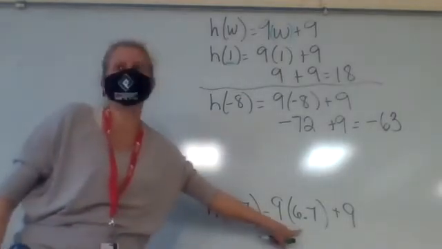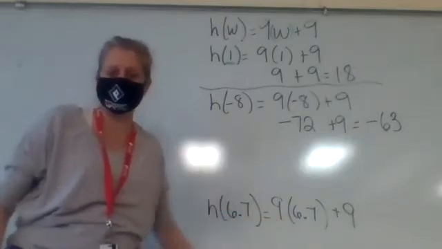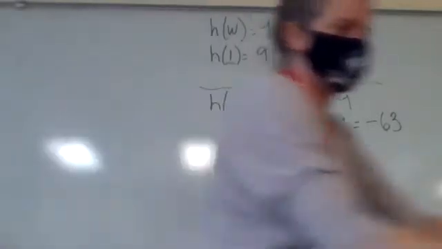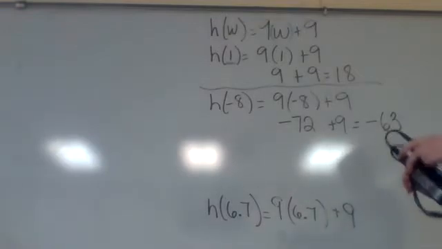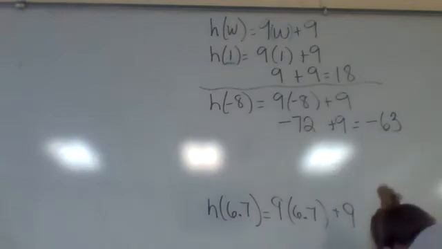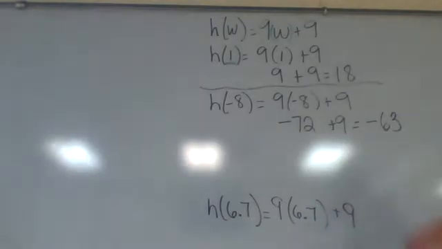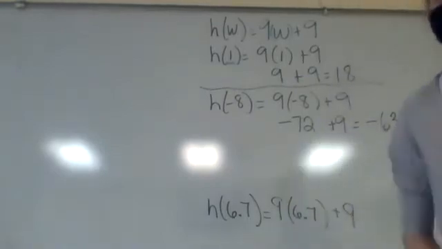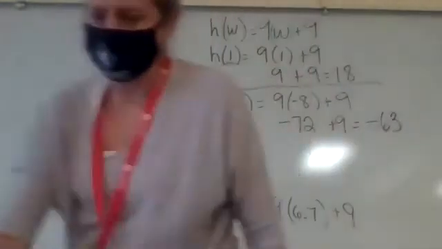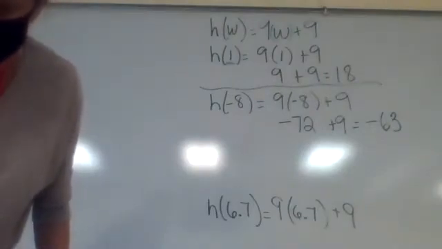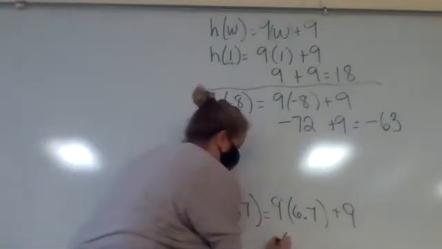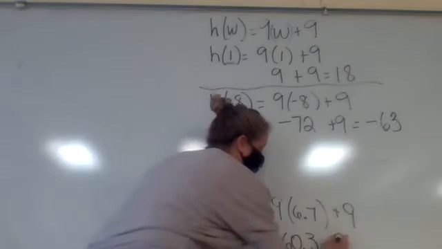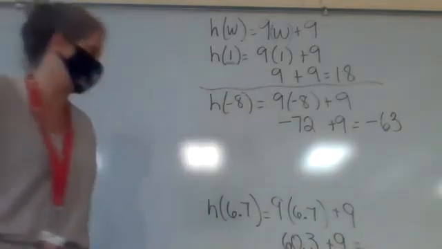Again, I don't want to write this out, right? I don't want to do this work. So I'm just going to punch 9. Uh-oh, hang on. My battery's out. It doesn't give me much warning. So what is that? 9 times 6.7 gives me 60.3. Bring down my plus 9 and then add it together to get 69.3.